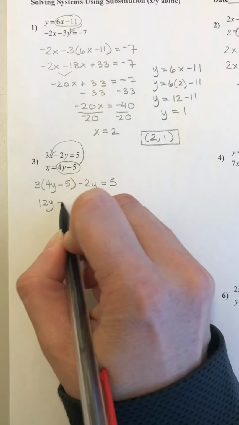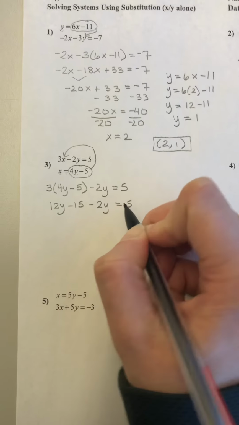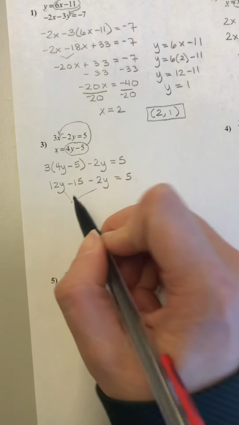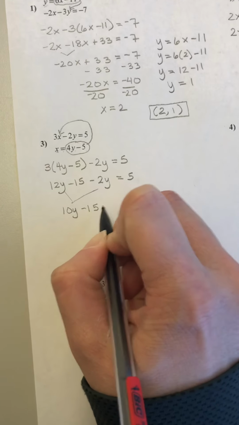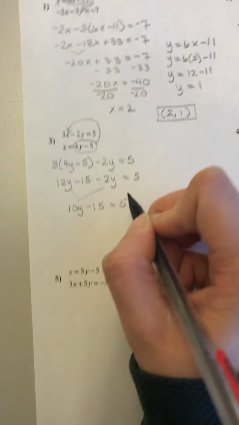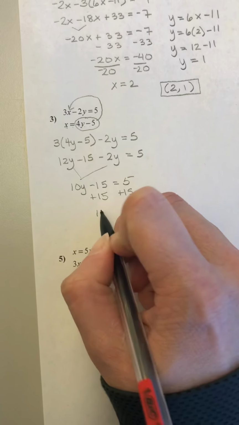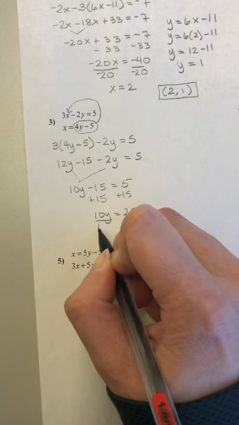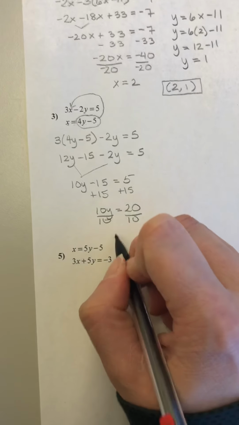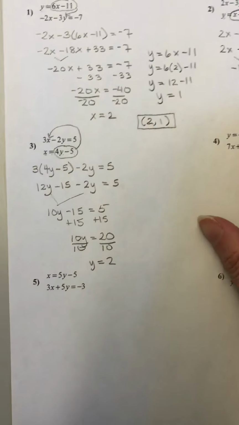Distribute. Combine your like terms. They together make 10y. And then solve. I'm going to add 15 to both sides. I'm going to divide. And now I know the y coordinate is 2. And again, you're not done because you need to know the x coordinate too.